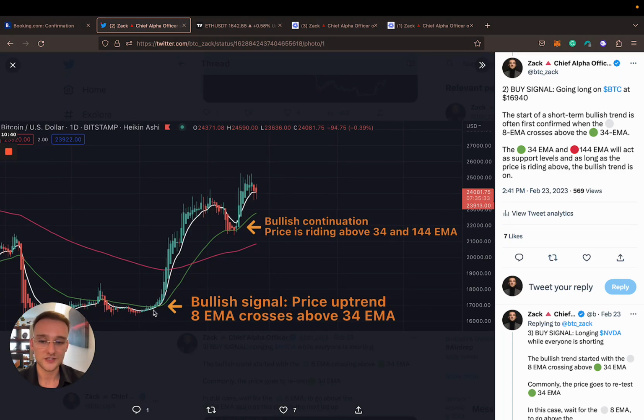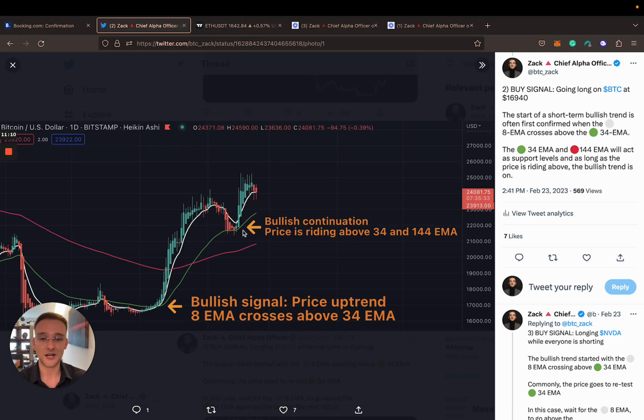Now, what we see here is, of course, a bullish trend, a very strong bullish trend, because the price is riding above the 8-day moving average. Then you also see that it is in a trend confirmation because the price is riding above the 34-day moving average. Oftentimes what you will see in this case is that the price pulls back to the 34 EMA, retests it, and then continues with the breakout.